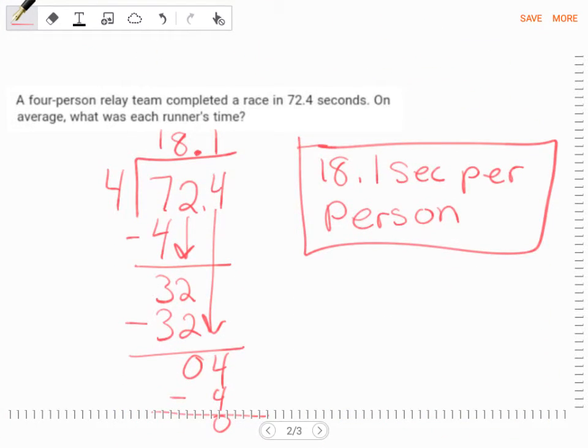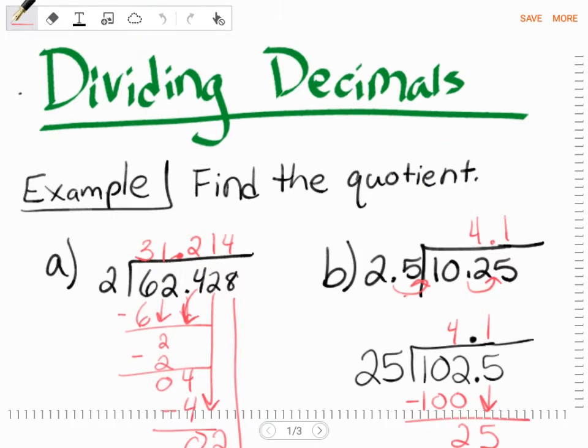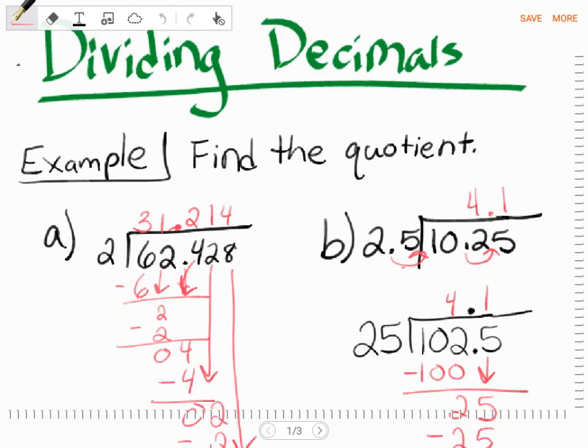All right, so remember, if there's a nice pretty whole number out front, then you don't have to do anything weird. However, just like this one over here, if we ended up having a decimal in our divisor, we do want to move it out of the way, okay?